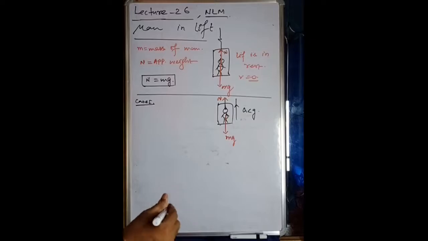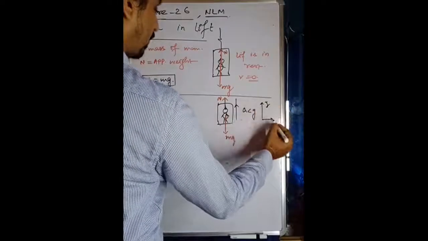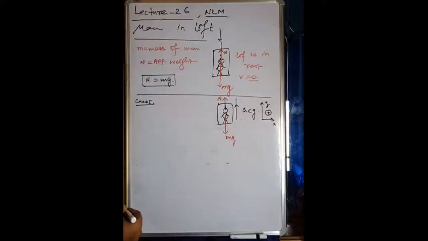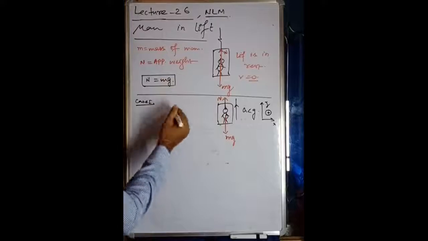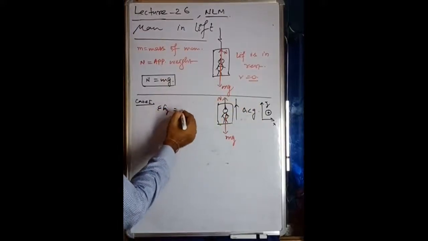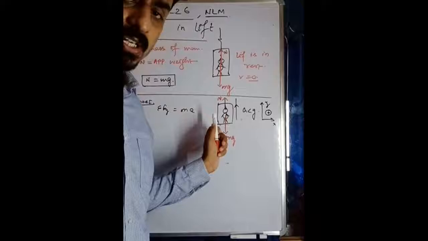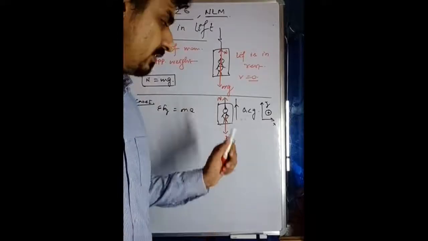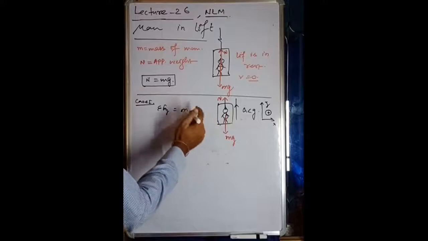We'll apply Newton's second law. If this is our positive y-axis in which we are starting the motion, now sigma Fy can be written as mass times acceleration. Okay, we are considering all the things for the man. Remember, not the elevator. We are not taking here the mass of the elevator. We are taking the mass of the man inside the lift.